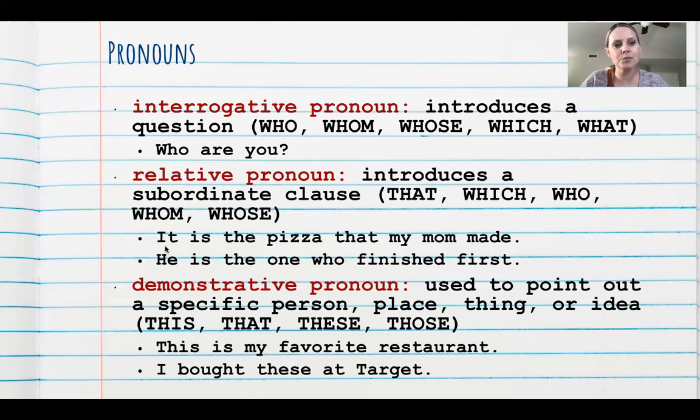So here's an example. It is the pizza that my mom made. Notice how I'm describing the pizza by giving a dependent clause, that my mom made. And the pronoun that is attaching it. Okay. He is the one who finished first. Who finished first is modifying one. So it's giving me more information about one, and who is the glue that brings that in.